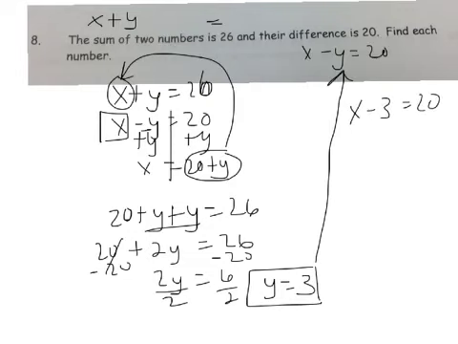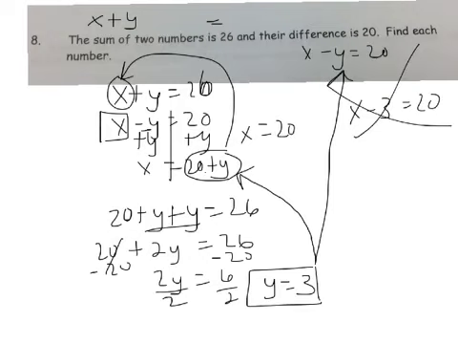Oh, no, that's not what I said. I told you in the other part of the notes to just plug it in right here. I think that's the better idea. I would not do that. So this becomes x equals 20 plus, instead of y, we put 3. And that becomes 23. So our two numbers are 23 and 3. If you add them, you get 26. If you subtract them, you get 20.